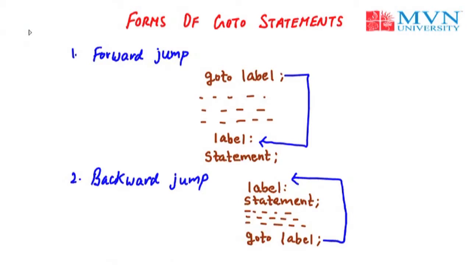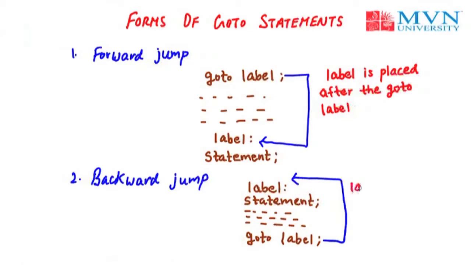In the forward jump, the label is placed after the go-to label and some statements will be skipped, and the jump is known as the forward jump. In the backward jump, the label is placed before the go-to label, a loop will be formed and some statements will be executed repeatedly. Such a jump is known as the backward jump.